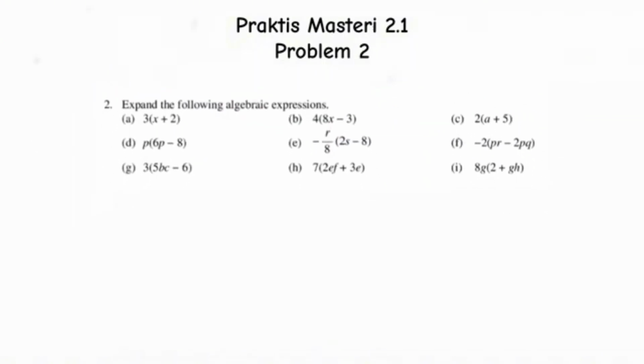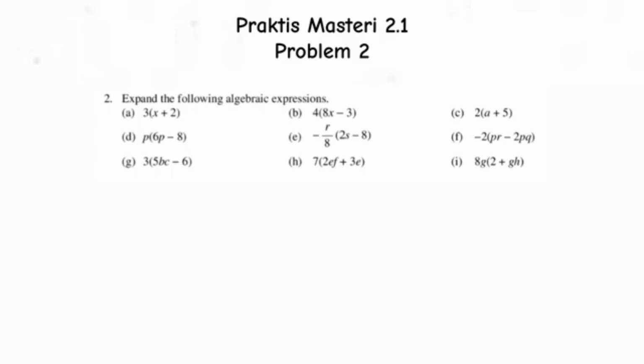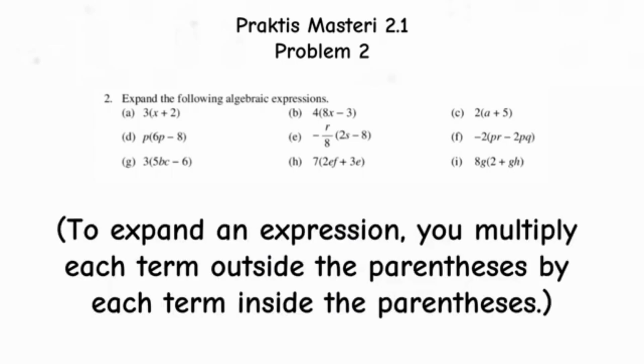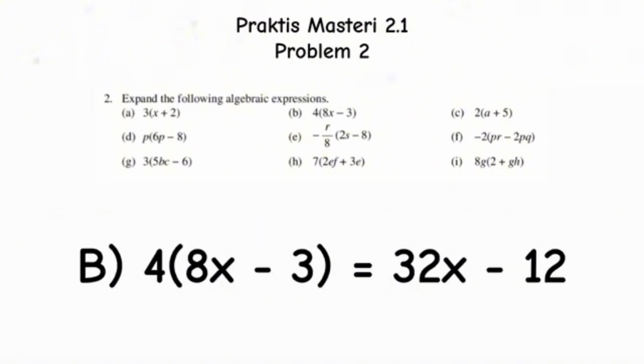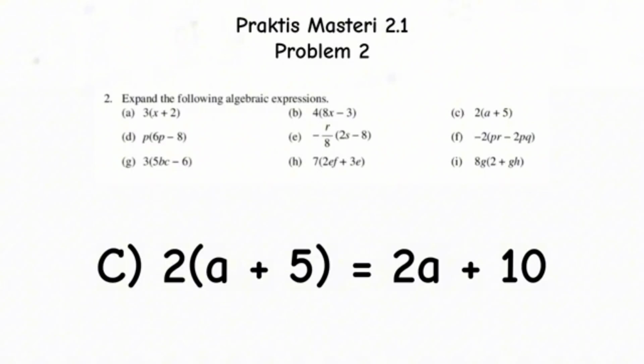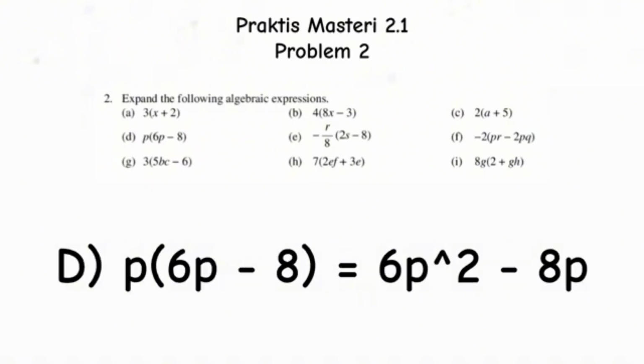Problem 2. Expanding algebraic expressions. To expand an expression, you multiply each term outside the parentheses by each term inside the parentheses. A. 3(x plus 2) equals 3x plus 6. B. 4(8x minus 3) equals 32x minus 12. C. 2(a plus 5) equals 2a plus 10.